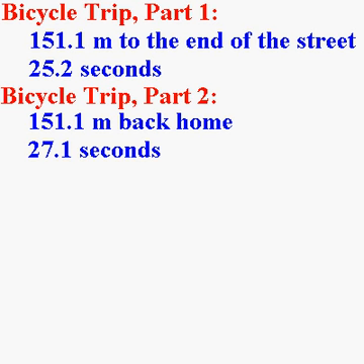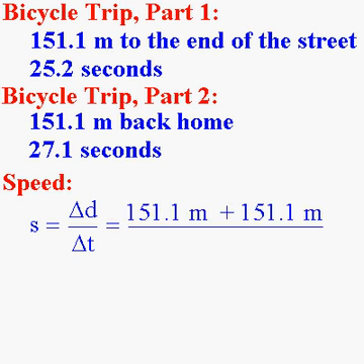Let's start by determining the average speed at which you traveled. According to equation 1.2, speed is the change in distance over the change in time. What's the change in distance? Well, you traveled 151.1 meters to get to the end of the street, and then another 151.1 meters to get back home. So the change in distance is 151.1 meters plus 151.1 meters.